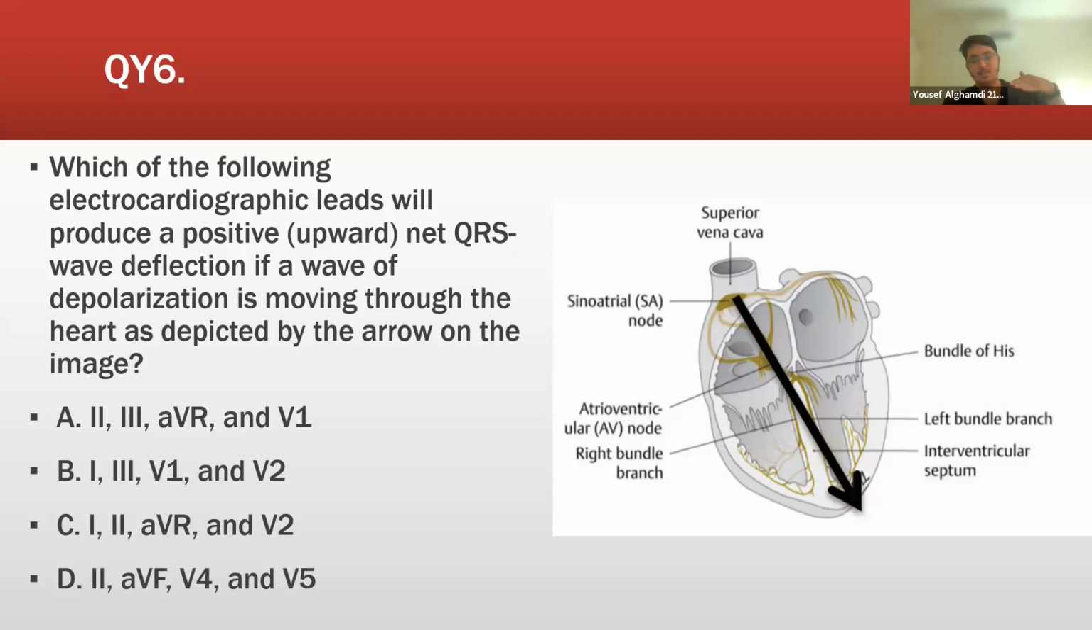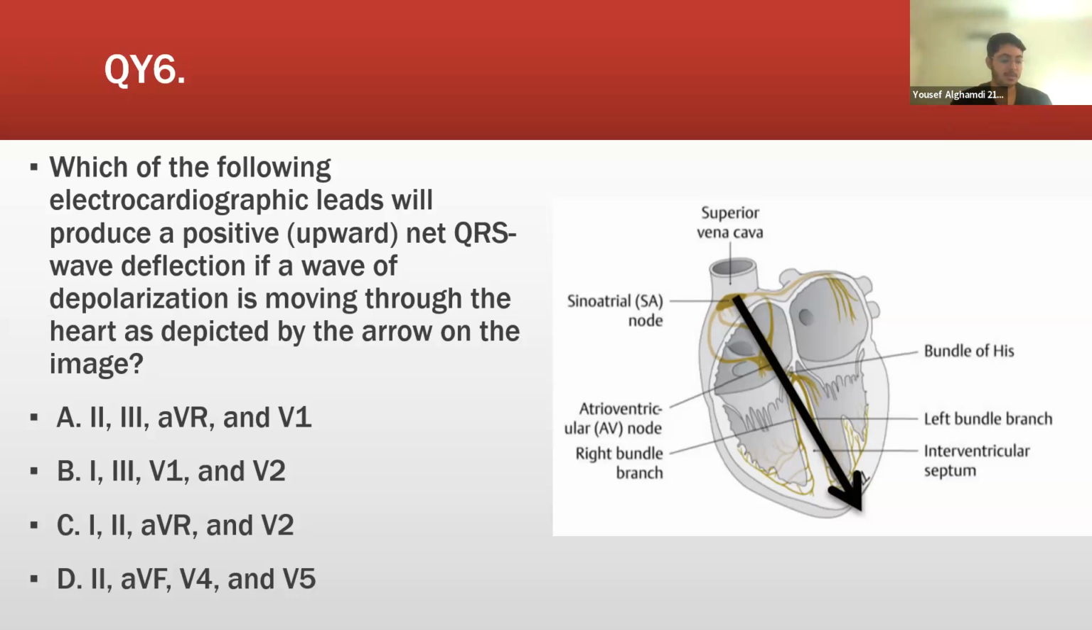So as you can see, the arrows. Okay, so look at the heart from behind. This is how I'm imagining it. It's moving like this, right? So down and towards the left. So lead 2 is like this, right? It would be the most positive because it's parallel to it. Lead 3 is also in the same direction. It would be very positive because it's in the same direction. AVF is towards the foot also, right? So it's also down, so it will also be positive. V4 and 5 are on the left and lower than the other precordial leads, right? So they will be more positive than the other leads.